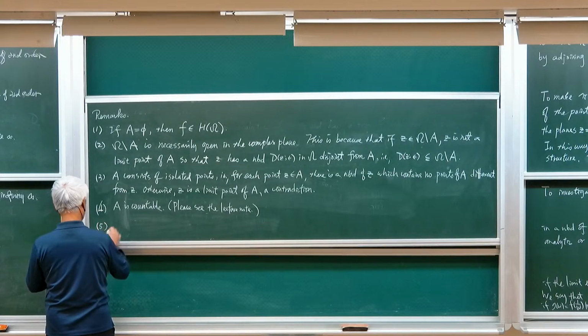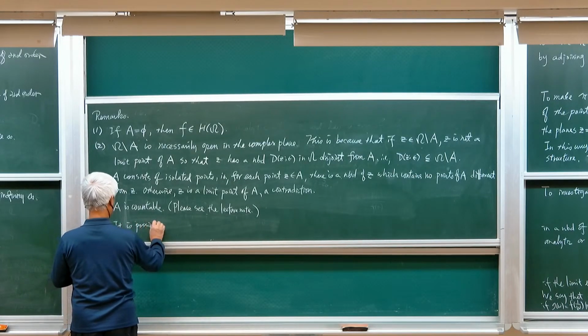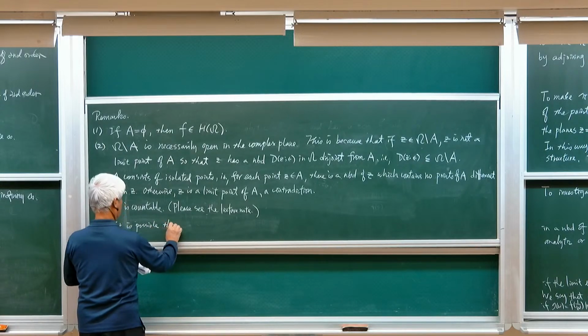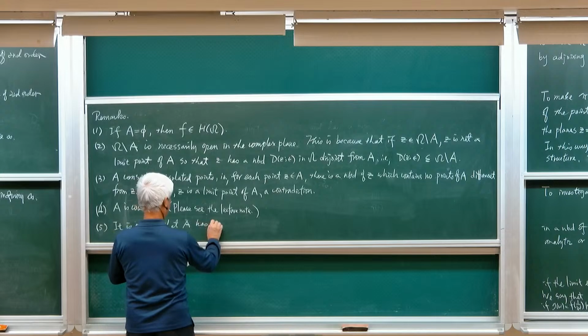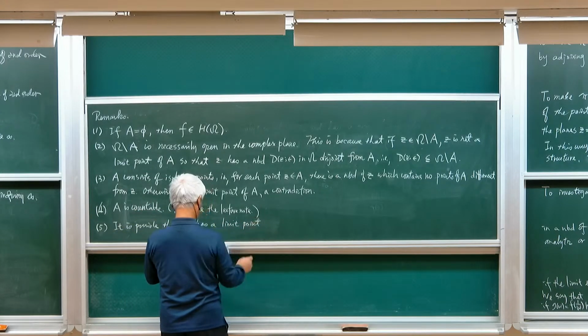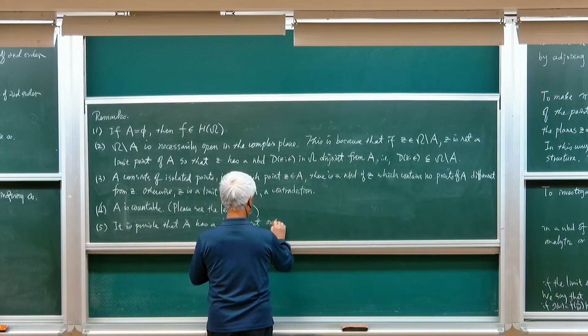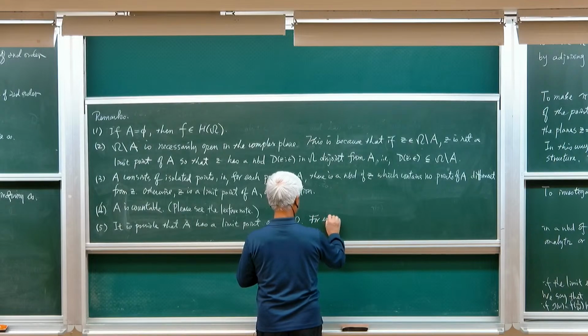And the first point, it is possible that A has a limit point outside the omega. Let us take an example.